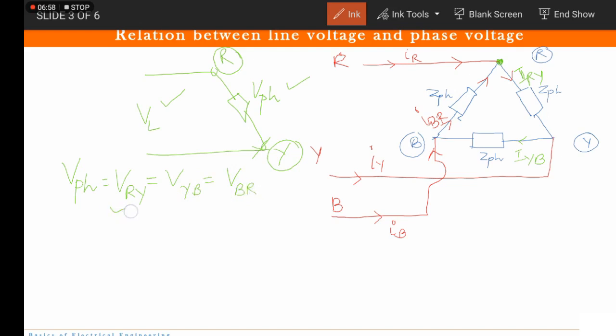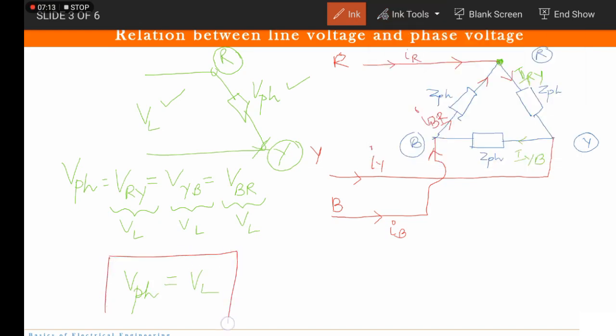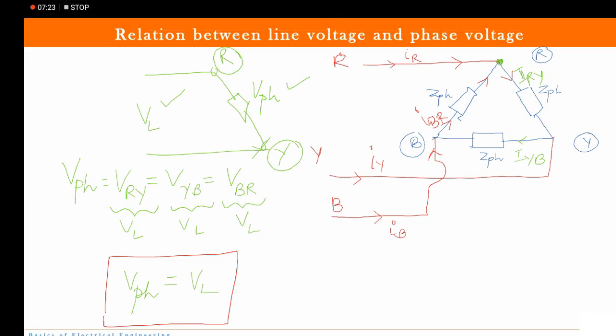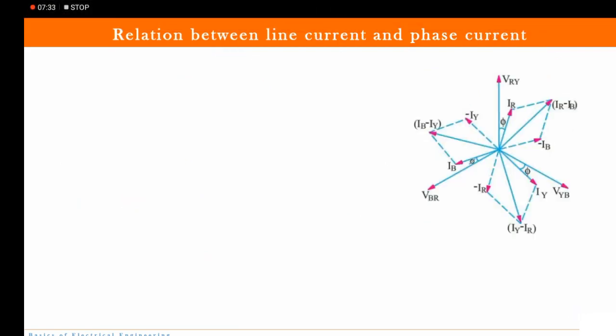So what is this voltage? VL. What is this voltage? VL. What is this voltage? VL. So what can be the conclusion drawn from this? In delta connection, the phase voltage and line voltage are the same. Now this is a very important point. In delta connection, the phase voltage is the same as the line voltage. Got it? Okay. So let us move to the next topic.